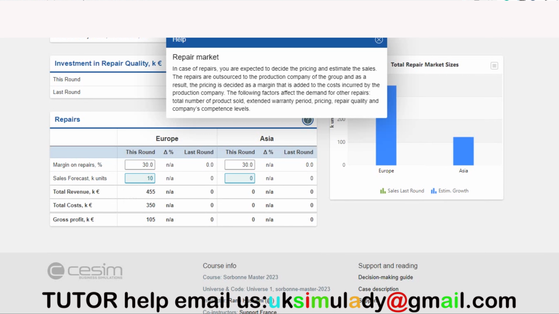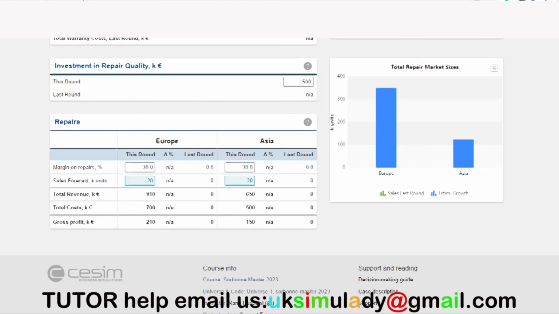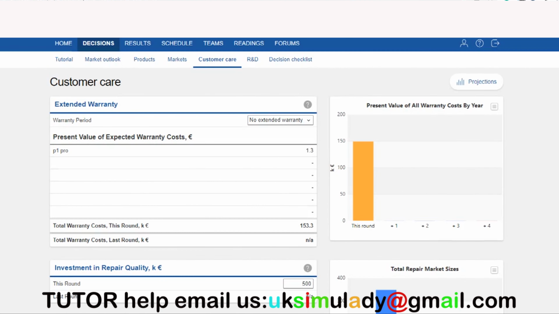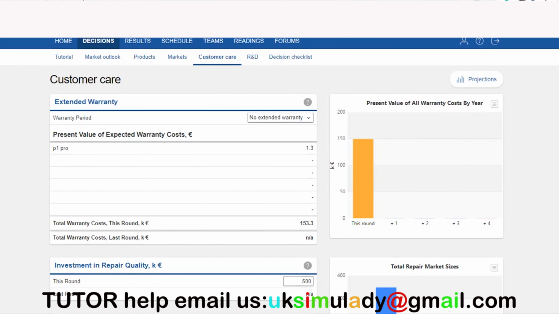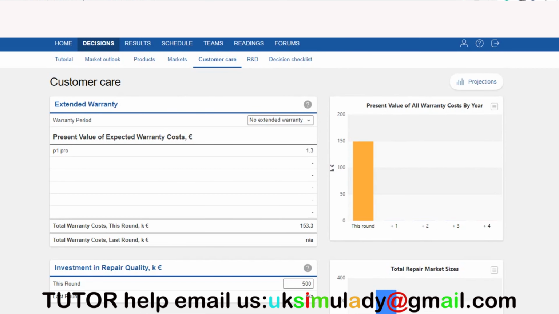We're estimating to sell 20,000 units of repairs for both regions in CSIM round 1. Although we are estimating these forecasts, it's important to note that actual repair sales might be more or less. However, in our past experience, it has always been more than we'd estimated.